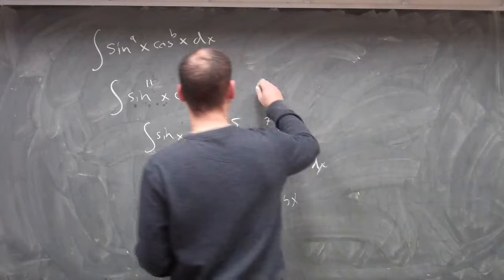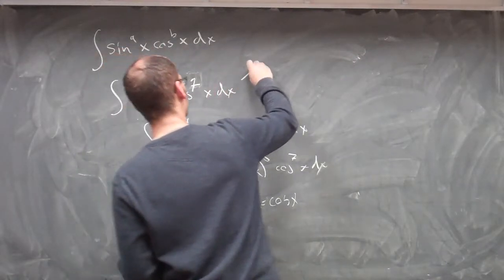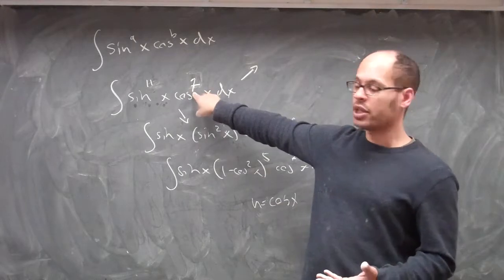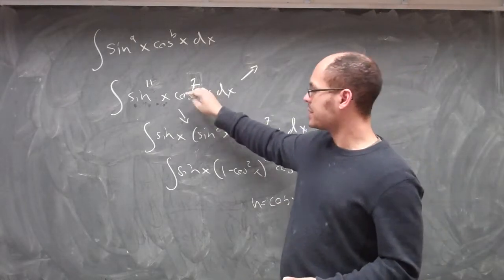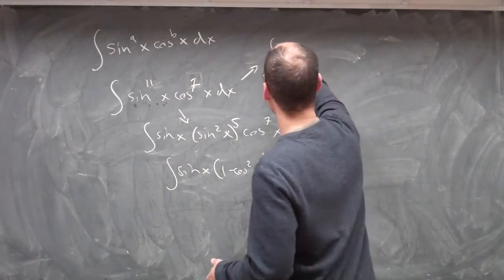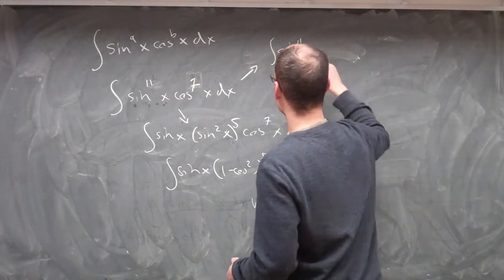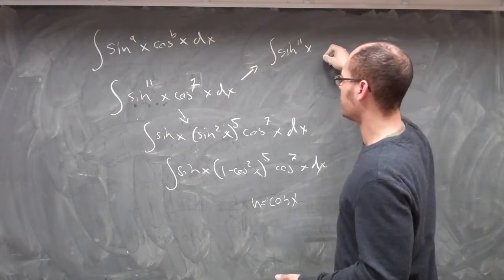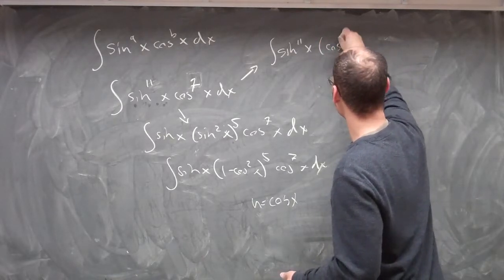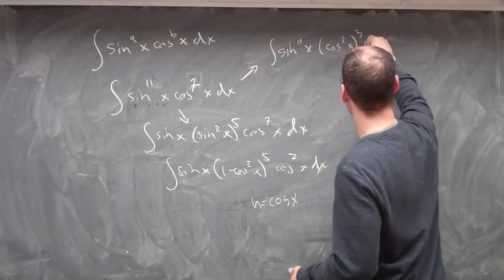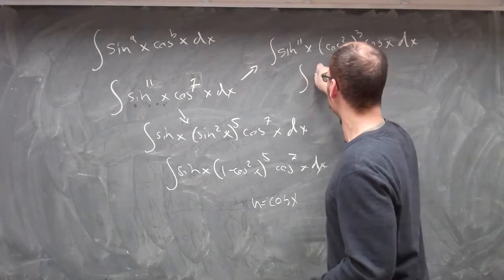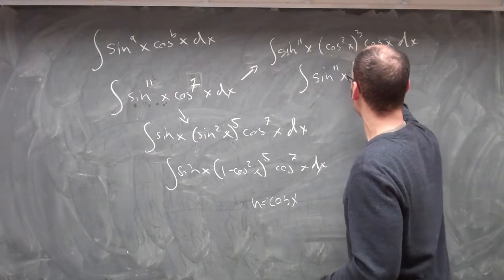I could do it the other way as well. This is kind of one direction, but another direction would be, because I have this odd number 7 over here, I can make it as 1 plus 6, and the 6 other ones convert to sines. So I could write this as sine to the 11th of x, cosine squared x cubed, and one more cosine. And this cosine squared I can rewrite as 1 minus sine squared.